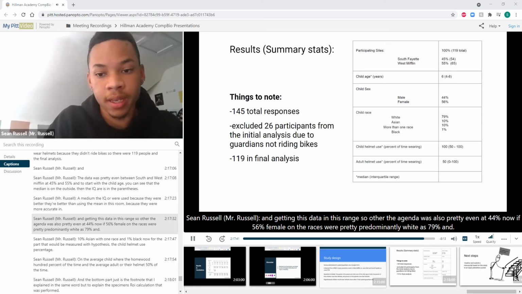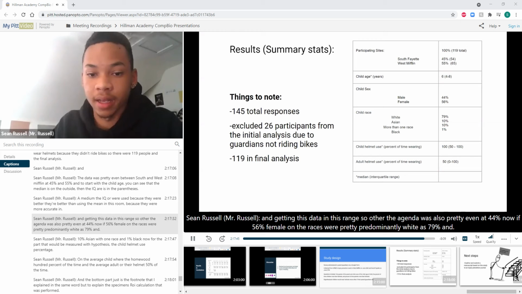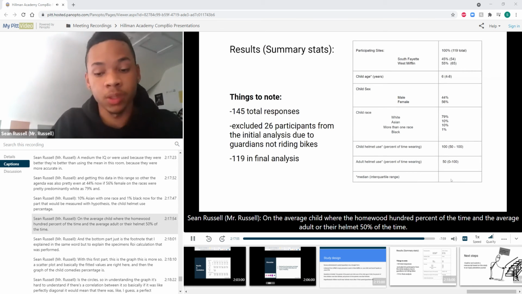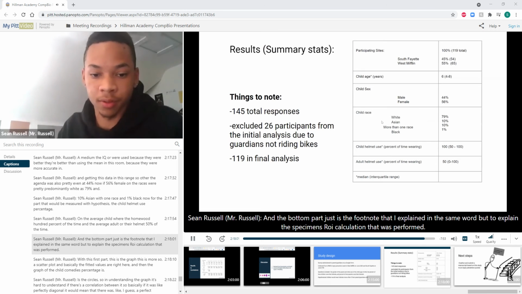The races were predominantly white at 79% and 10% Asian, with one race and 1% Black. Now, for the part that would be measured with the hypothesis, the child helmet use percentage: the average child wore their helmet 100% of the time, and the average adult wore their helmet 50% of the time. And the bottom part is just the footnote that I explained in the second part.